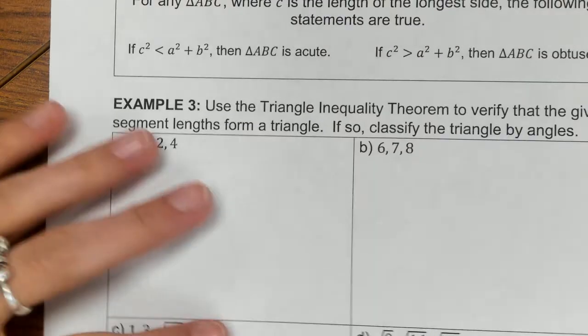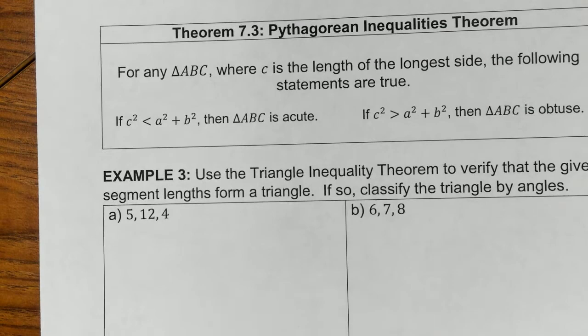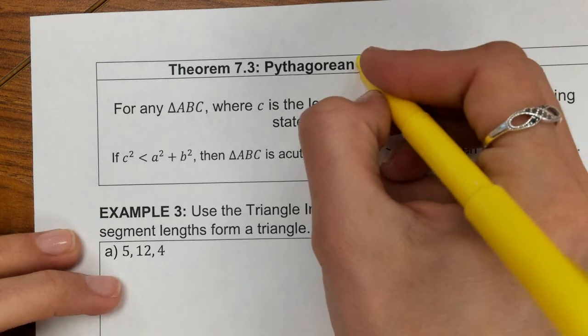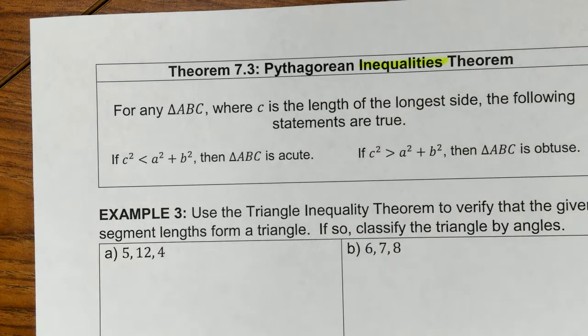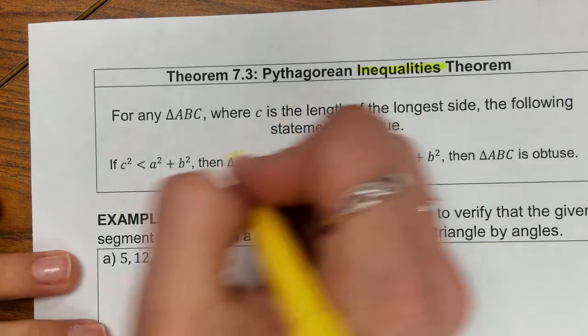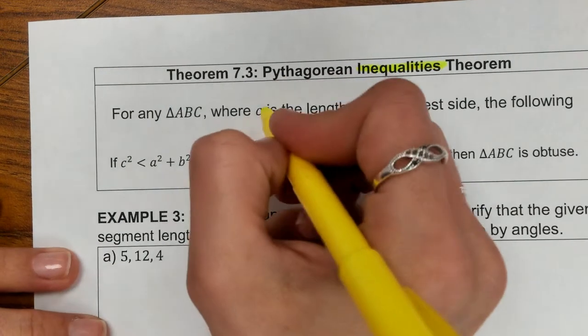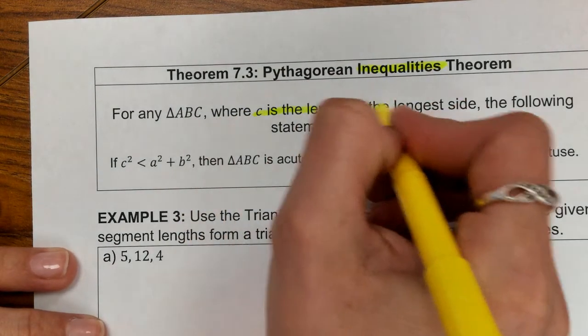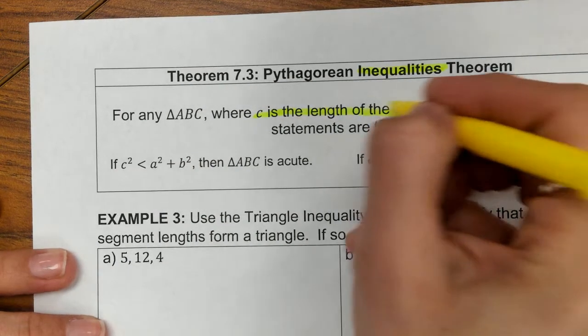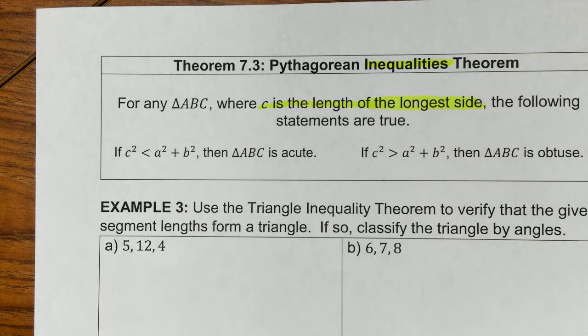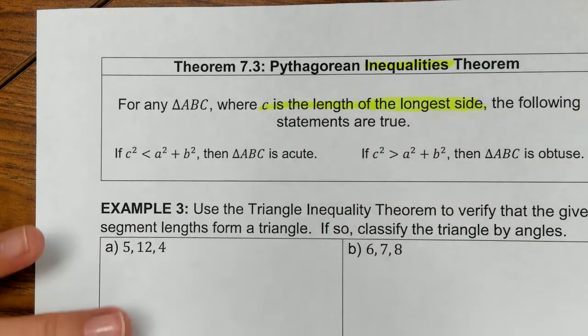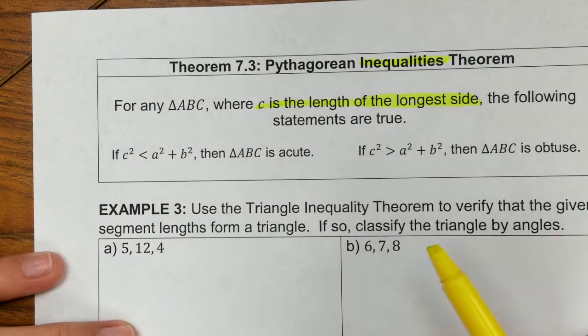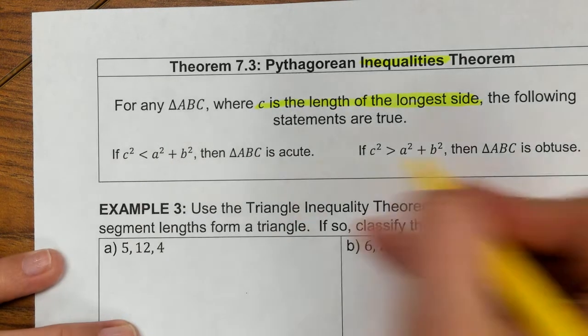All right, last page, we're almost there. Now we're going to talk about our inequalities, all right? Going back to some inequalities, the Pythagorean inequality theorem. Now we're going to be able to determine, for any triangle ABC, where c is the length of the longest side, just like we normally do with the Pythagorean theorem, but right now we're looking at just a triangle. Not saying anything about a right triangle yet. If c is the length of the longest side, then the following is true.